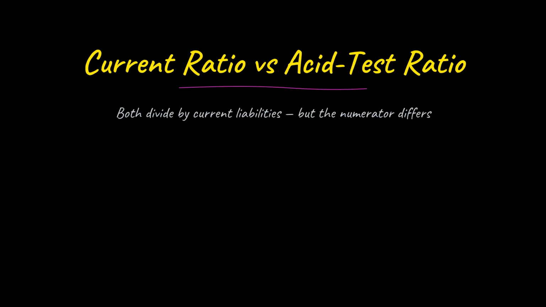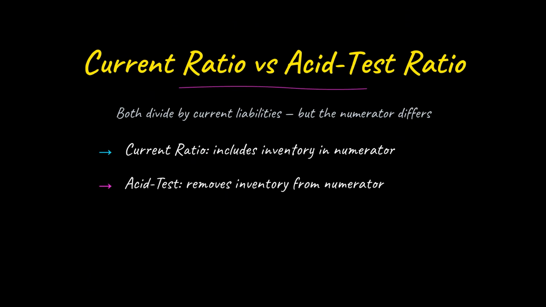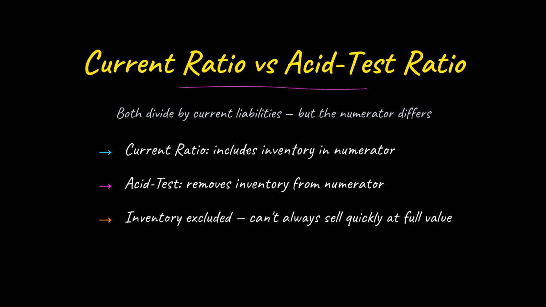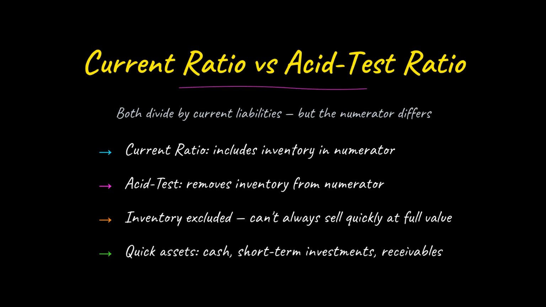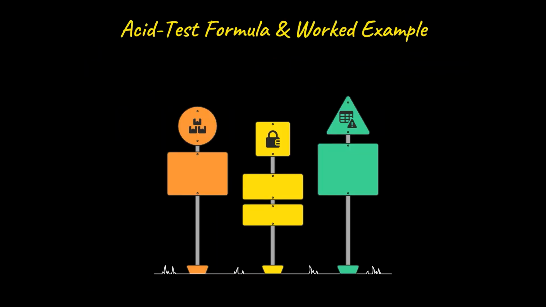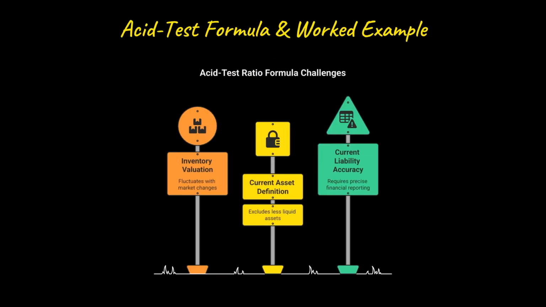The current ratio counts all current assets, including inventory. The acid test is stricter. It removes inventory because inventory cannot always be converted to cash quickly at full value. What remains are the truly quick assets: cash, short-term investments, and receivables. The formula is current assets minus inventory divided by current liabilities.